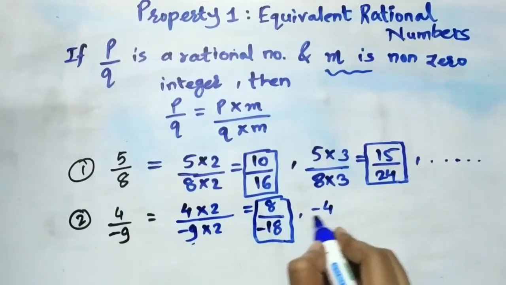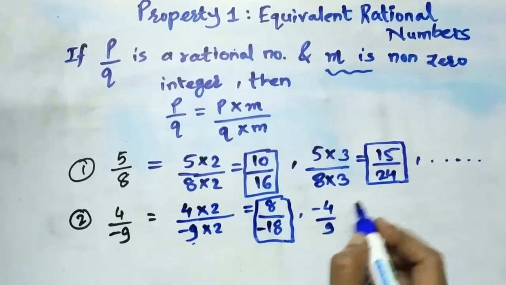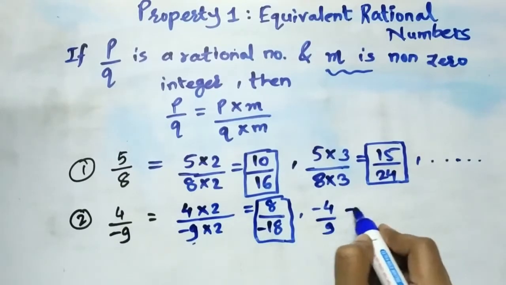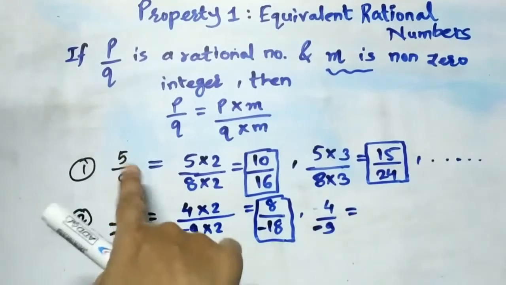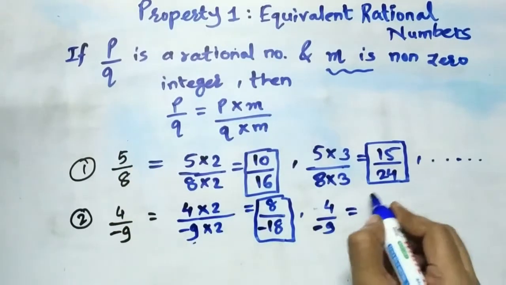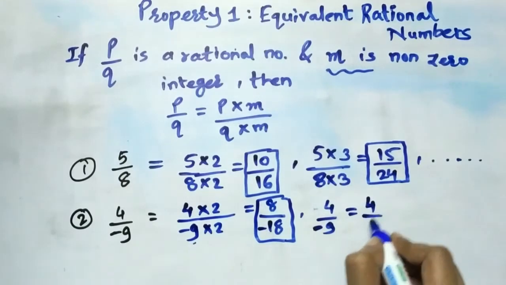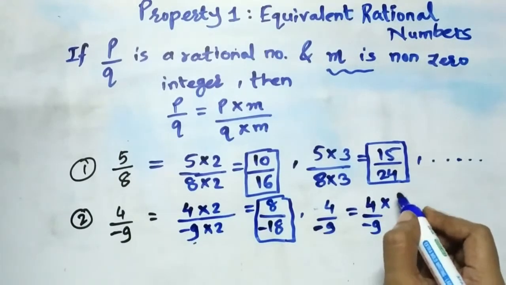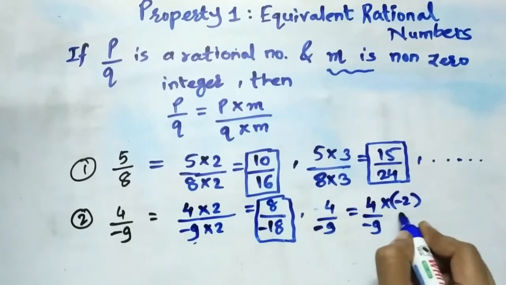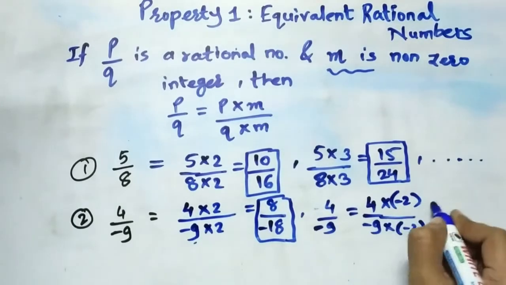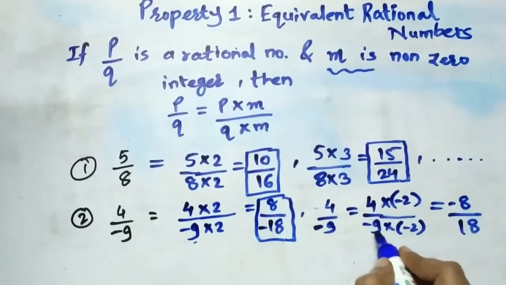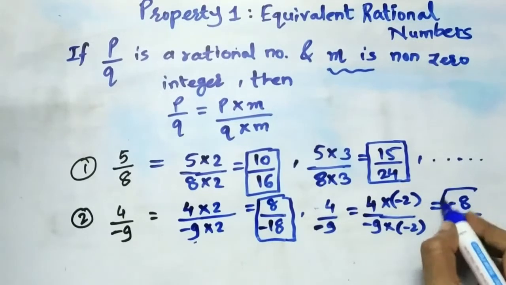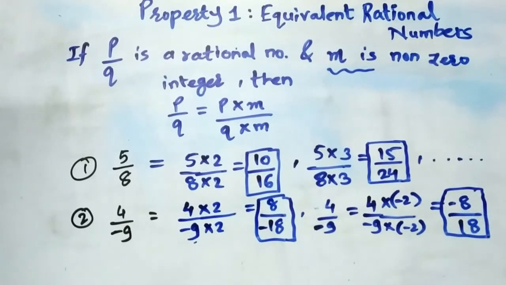In the same way, I'll go for 4 by 9. Here this minus sign you can shift upside also, no matter, or if you want you can keep it in the denominator. It is a negative rational number. So again you can take 4 by minus 9 and multiply with minus 2. Friends, here I'll get 4 2s are minus 8 and here 9 2s are 18, and this minus in this minus will get a positive 8. So this is one more equivalent rational number to this rational number.